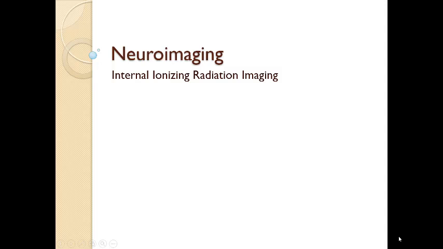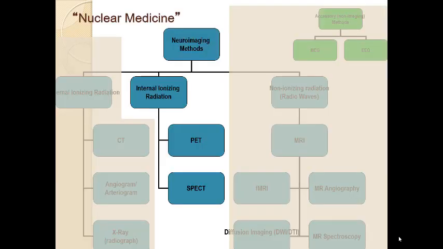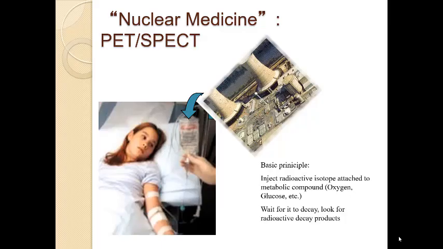Okay, now we're going to talk about internal ionizing radiation imaging. With internal ionizing radiation, the goal is to place the ionizing radiation source inside the body rather than outside the body, and then use detectors to detect the ionizing radiation coming out from the body. This is sometimes referred to as nuclear medicine.